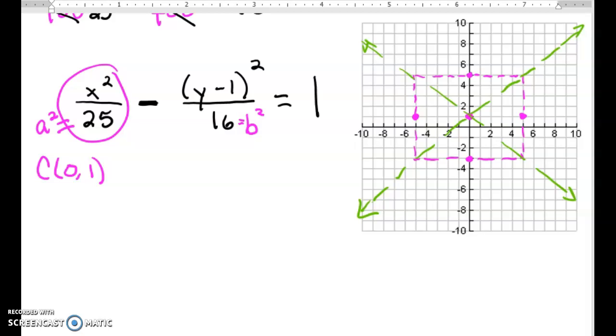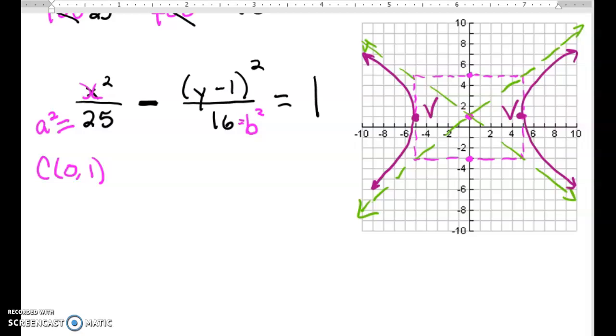If x squared is first, which it is, it's going to open like an X. I think of it opening like an X, left, right. So this point is our vertex. It looks like a parabola opening to the left and a parabola opening to the right. So these two points are called vertices. We are going to ask the coordinates of those vertices, and they would be -5, 1, and the other one is 5, 1.